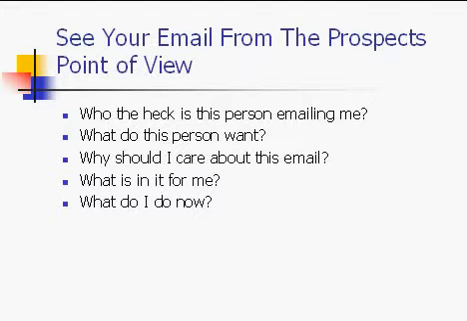And then next, see the email from the prospect's point of view. The prospect, if you don't already have a relationship with them, is looking at the email and asking these questions. Who the heck is this person emailing me? What does this person want? Why should I care about this email? What's in it for me? And what do I do now?